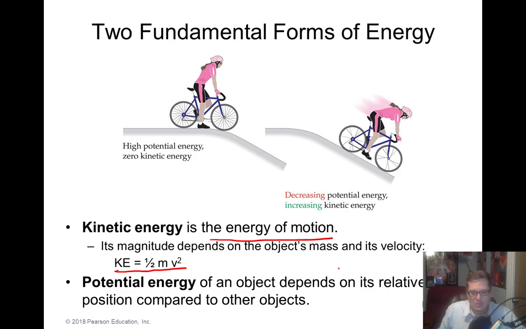Potential energy depends on its relative position compared to other objects. All right, so there's lots of different potential energy types. It's kind of like its ability to have kinetic energy, if you will. Like here, specifically, it's this biker that's going downhill. Here she has high, and we're going to call this gravitational potential energy. And then as she goes down the hill, the gravitational potential energy turns into kinetic energy.